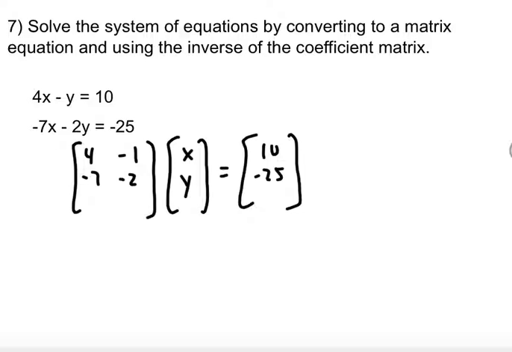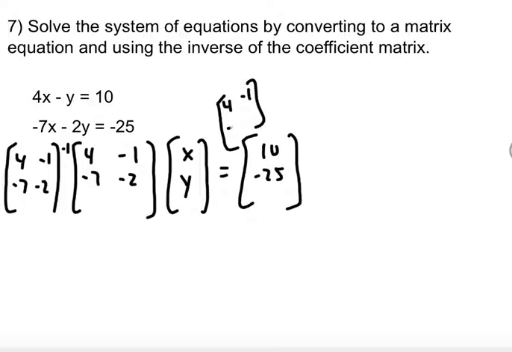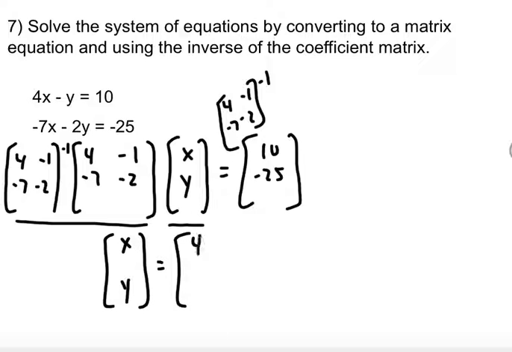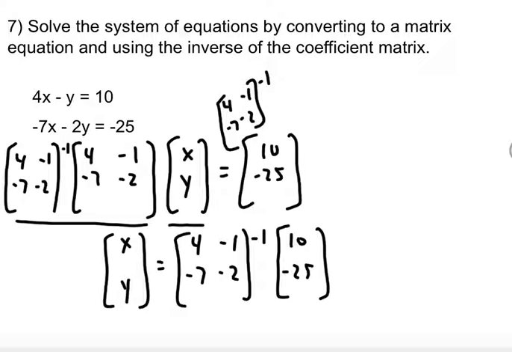So then if you remember how this goes, you can multiply over here by the inverse of this. So 4, negative 7, negative 1, negative 2, the inverse of that has to go in here. So 4, negative 1, negative 7, negative 2. When you multiply these two together, you just get the identity matrix, and you can multiply that by the matrix XY. You just end up here with the matrix XY. So now you can simply do 4, -1, -7, -2, the inverse of that matrix, and multiply that by 10, -25, and that will give us our solution.